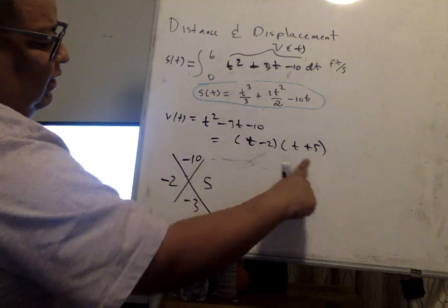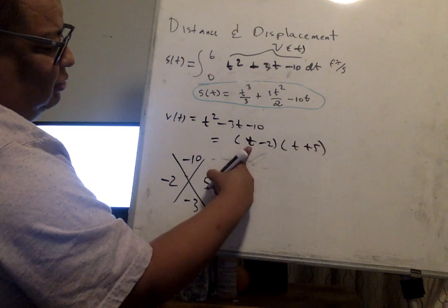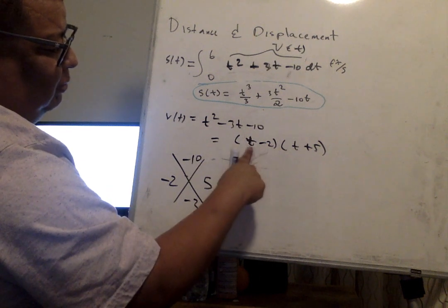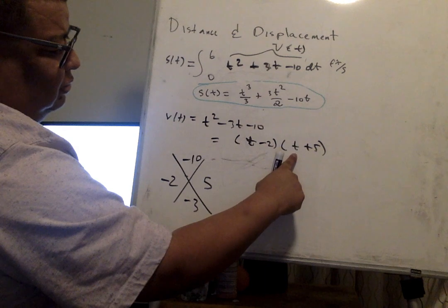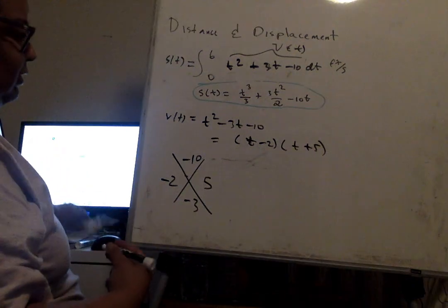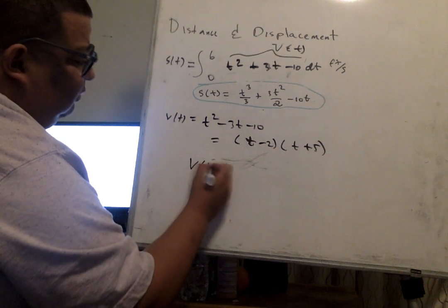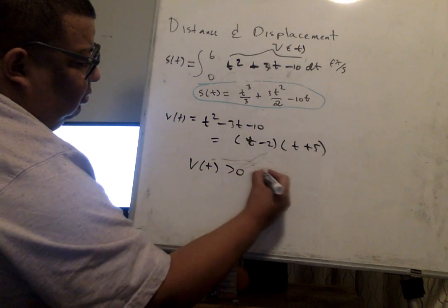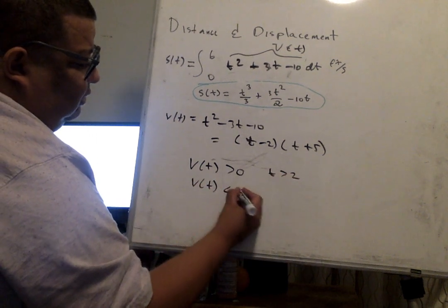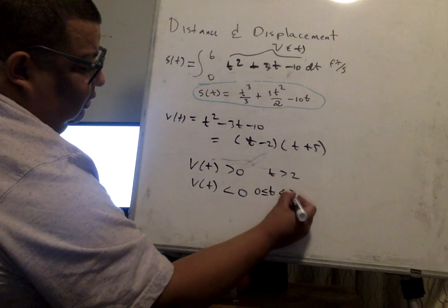So when is this negative? When t is between 0 and 2. Because look, if you plug in 1, this 1 minus 2 is negative 1, and plus 1 times 6 is negative 6. So that's negative. This tells us that velocity is greater than 0 when t is greater than 2, and velocity is less than 0 when t is between 0 and 2.